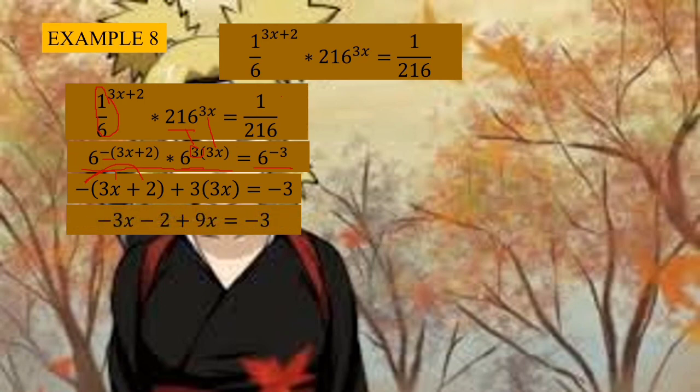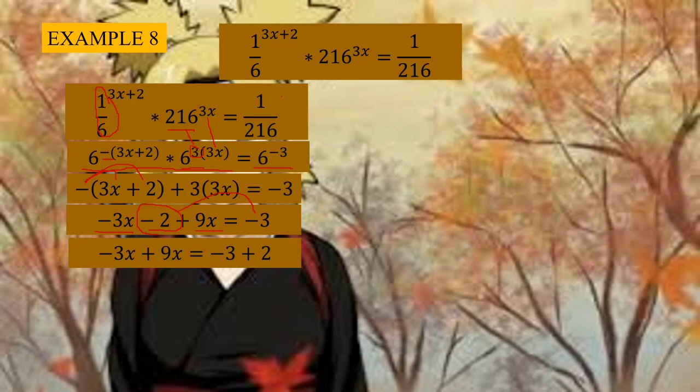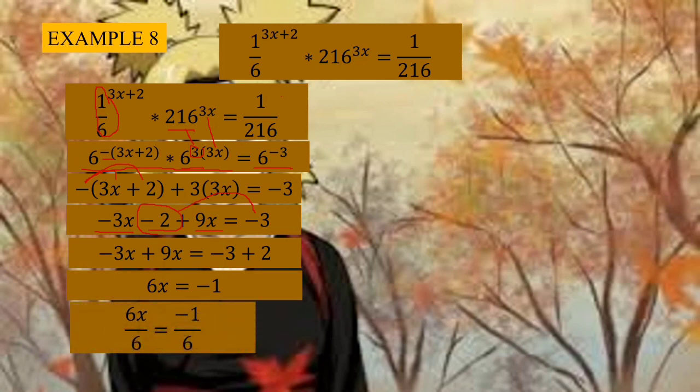Okay? Then, ko-combine natin yung like terms dahil itong 2, wala siyang variable, ililipat natin siya sa kabila. So, ang maiiwan na lang is 3x and 9x. So, negative 3x plus 9x is equal to negative 3 plus 2. So, negative 3x plus 9x is 6x is equal to negative 1. Then, para matanggal yung 6 natin, anong gagawin natin? Tama, i-divide natin siya sa 6 and makakancel itong 6 natin. So, ang x natin is negative 1 over 6. So, ganun lang siya kadali.